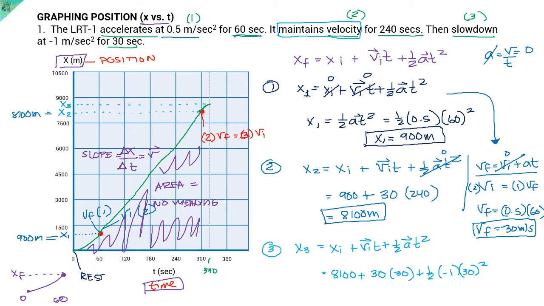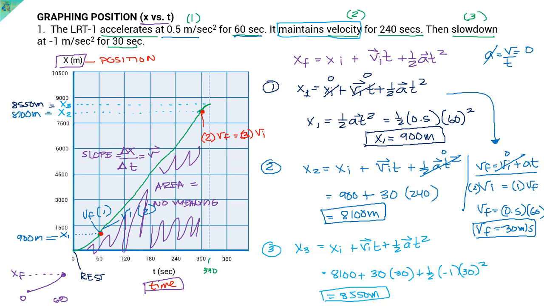81 plus 30 multiplied by 30 plus 1/2 multiplied by -1 multiplied by 30 and then square that. Answer is 8,550 meters. Okay, so the answer here is 8,550 meters for our x3. So for our position 3, 8,550 meters.